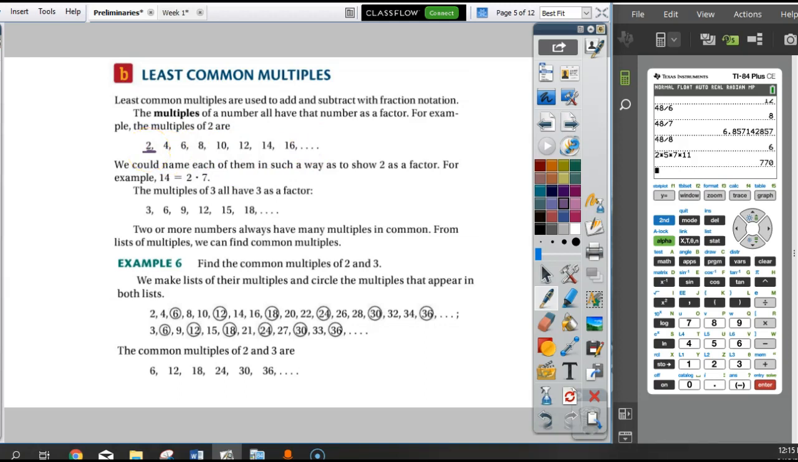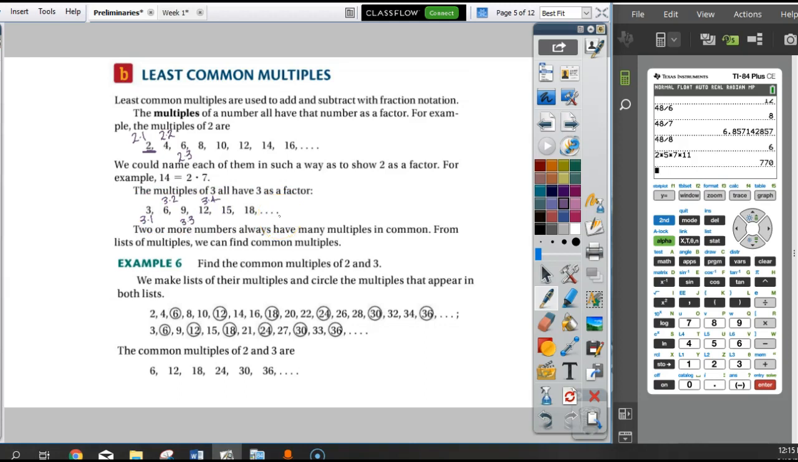The reason why this works is 2 is 2 times 1. 4 is 2 times 2. 6 is 2 times 3. So clearly, since 2 is a factor of each of these, it's going to go into them evenly, which means that those are multiples. Multiples of 3 all have 3 as a factor. 3 times 1, 3 times 2, 3 times 3, 3 times 4, so on and so forth. So these are all multiples of 3.